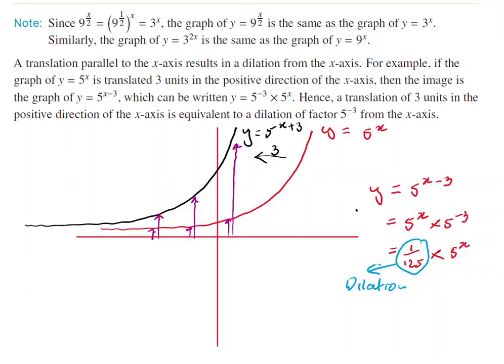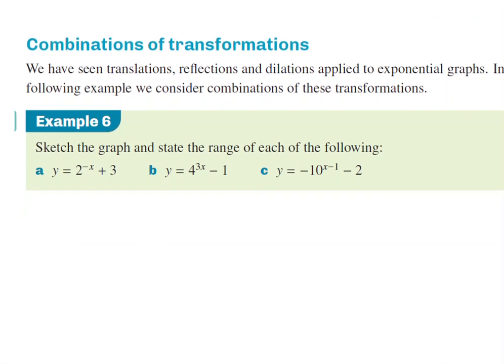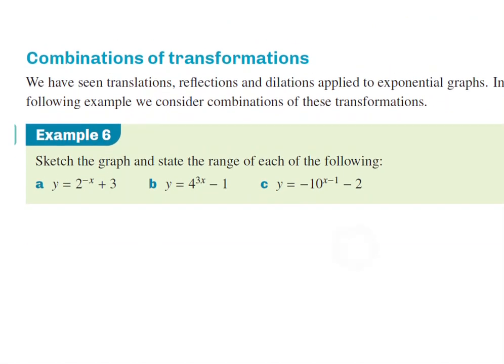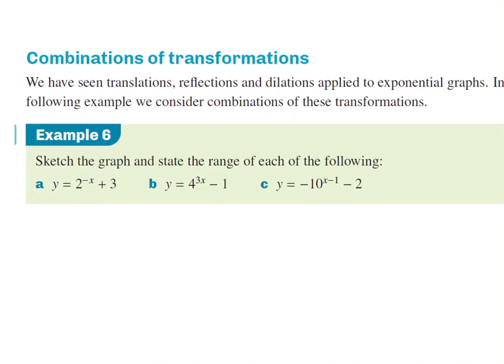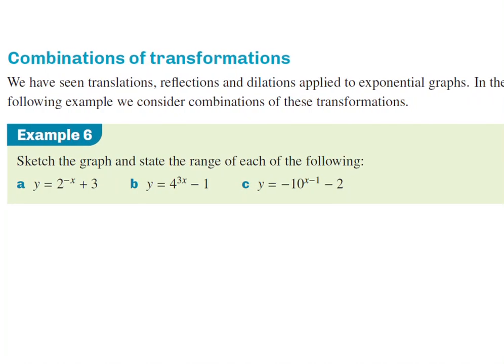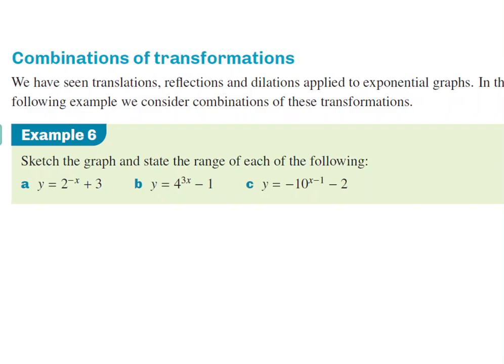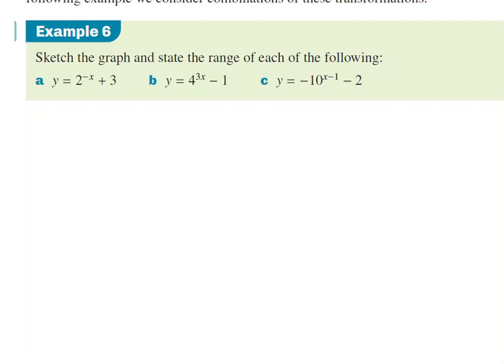So nice little asides there. Okay, moving up, last couple of examples here. We have seen translations, reflections, and dilations applied to exponential graphs. In the following example, we consider combinations of these transformations. So let's have a go at this, certainly this first one, and I might leave the other 2 to you. See how we go. Y equals 2 to the negative x plus 3.